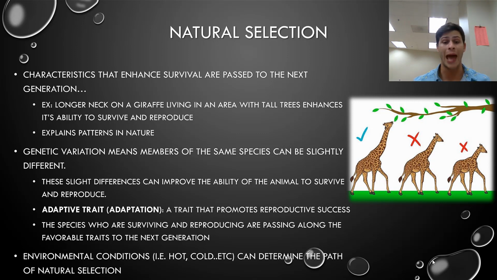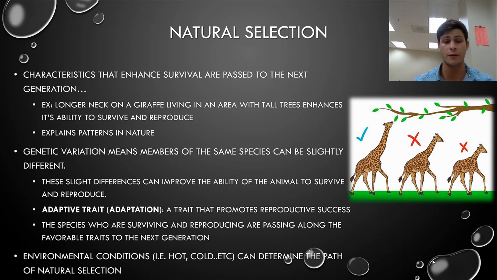And an adaptive trait or an adaptation is essentially a trait, like hair, for example, or the length of your neck. That is a trait, and an adaptation is a trait that promotes reproductive success. Basically, it promotes the likelihood that you are going to survive in the wild, given the environmental conditions, to the point where you can pass on your genes to the next generation. You can have babies, and those babies will also persist in the environment. So that reproductive success is really important, because that is the mechanism by which genes are passed on to the next generation.